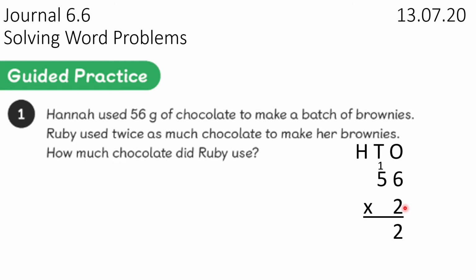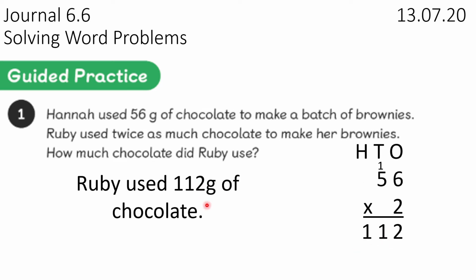Then we need to do the tens. So 5 times 2 is 10, and add the 1 that we regrouped makes 11. Now because we don't have any hundreds, we don't need to regroup, so we can just put them both at the bottom. So that means that Ruby used 112 grams of chocolate.